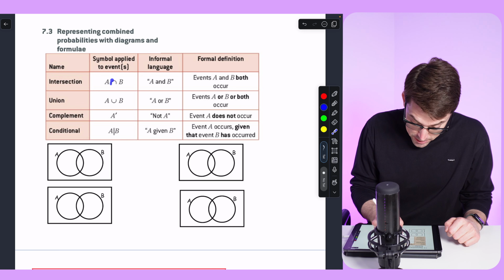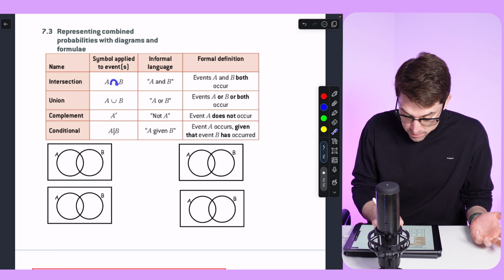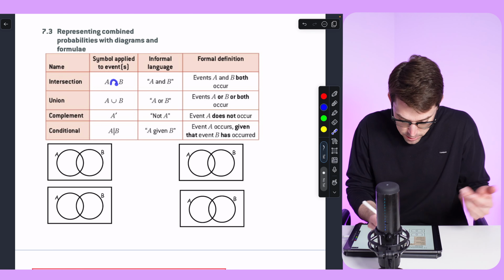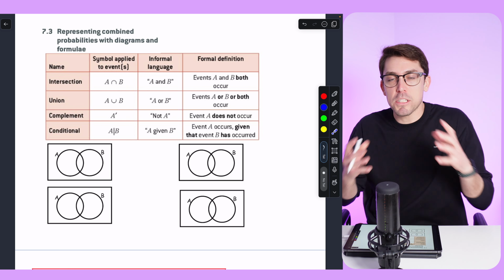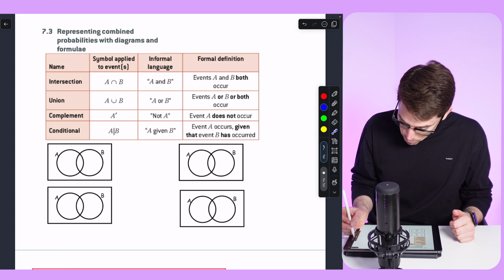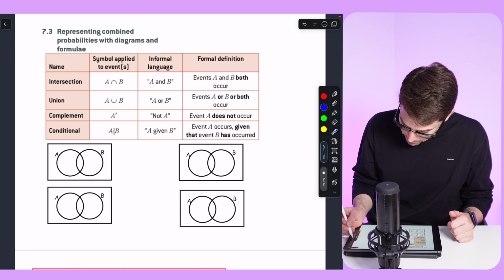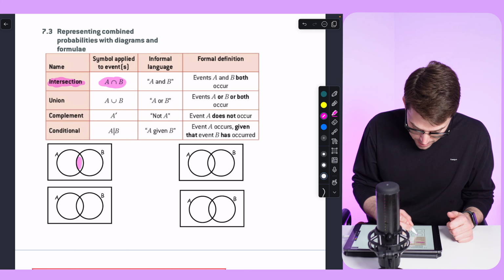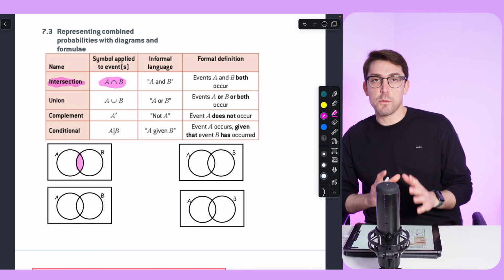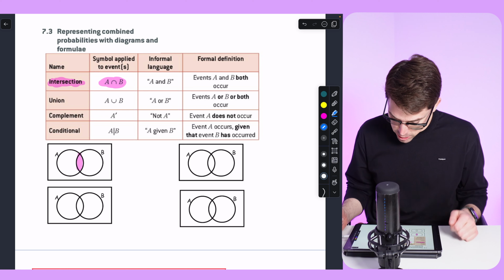The intersection is this ∩ symbol. I always think of it as N as in intersection, and that just means "and." A and B: what's the probability of them both happening? So the intersection A ∩ B is the middle part right here. That is what the intersection is talking about.